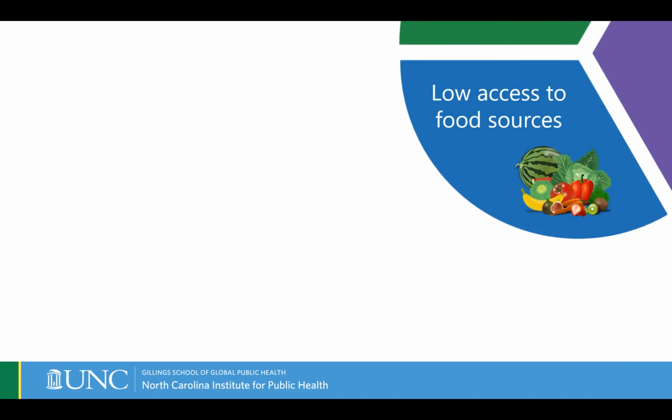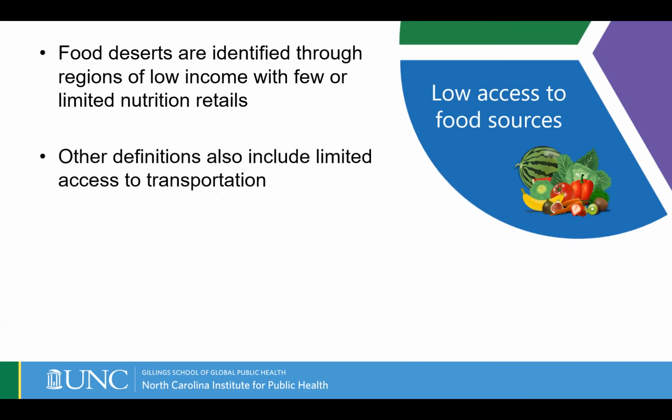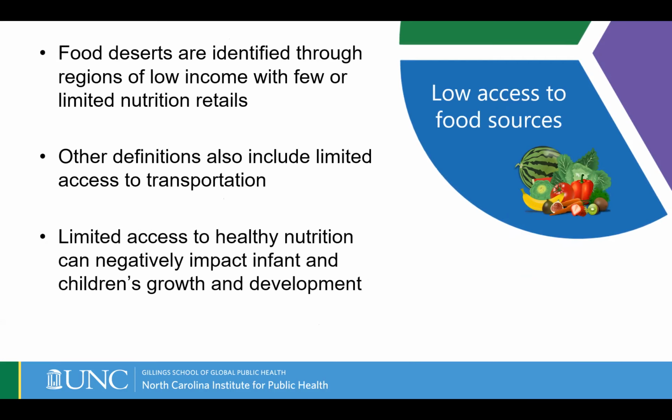So our final indicator is sourced from the U.S. Department of Agriculture food desert data. Low access to food sources in this context is defined as low access and low income. Low access to supermarkets, grocery stores, or other sources of healthy and affordable food is defined as being more than a half mile away from a store in urban areas and more than 10 miles away in rural areas.